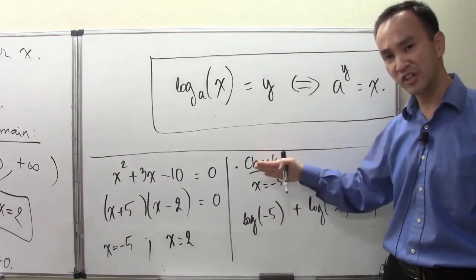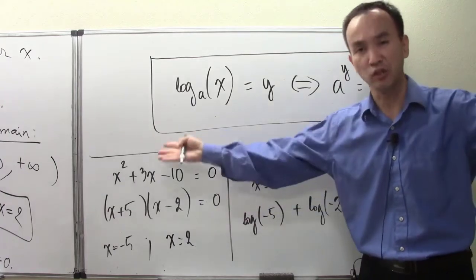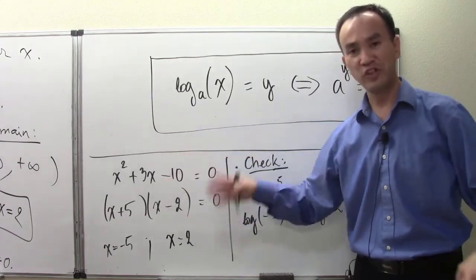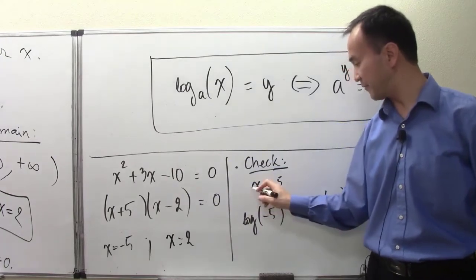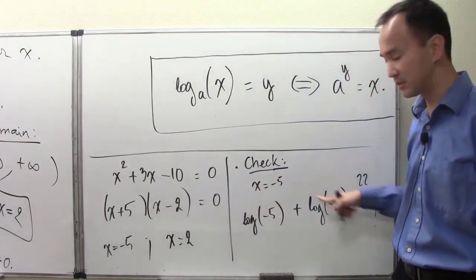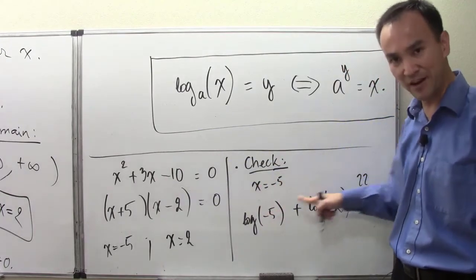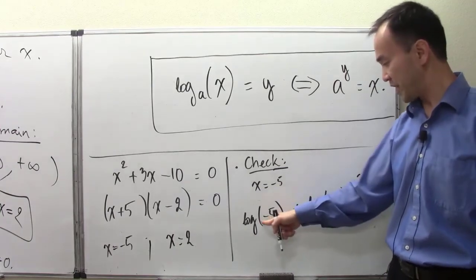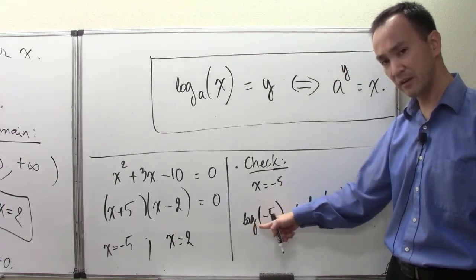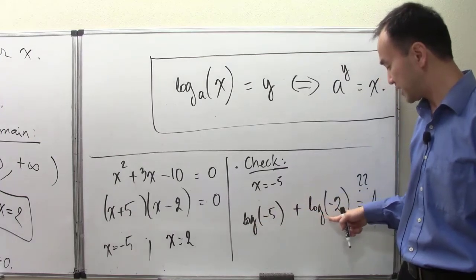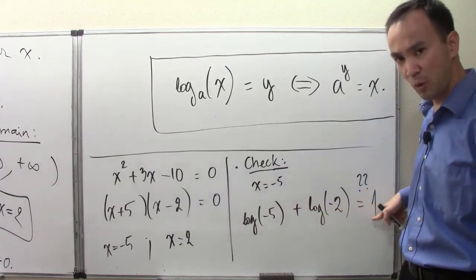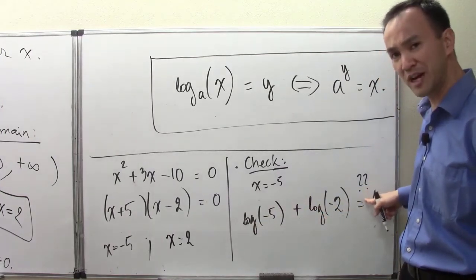We just directly check. We got 10 tentative solutions, and we check them all. So x equals -5. We substitute that value right into the equation, and we end up with log base 10 of -5 plus log base 10 of -2. We want that to equal 1, but I put a double question mark here.